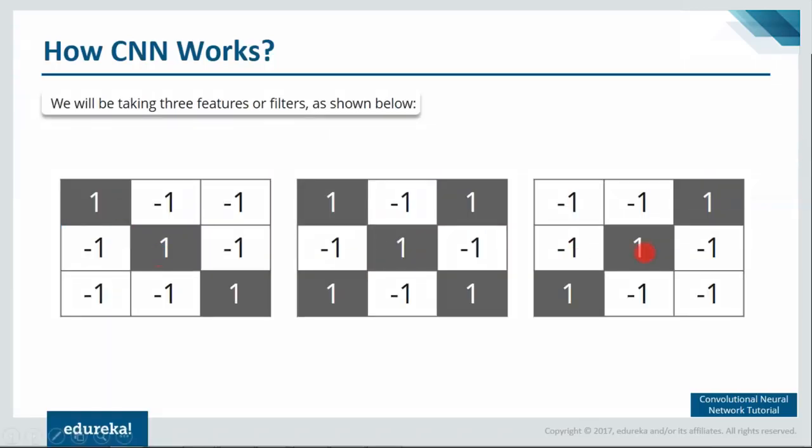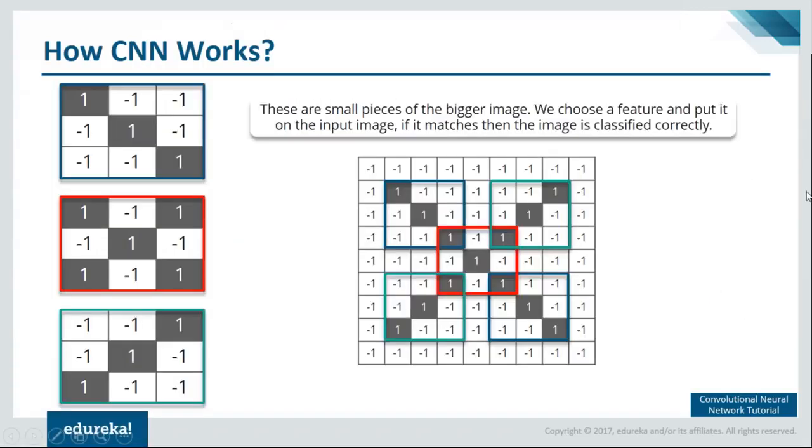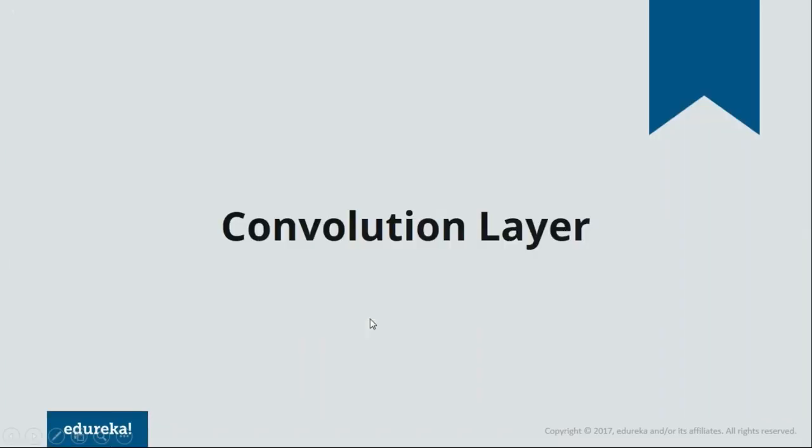So we'll be considering these three features or filters. This is a diagonal filter, this is again a diagonal filter, and this is nothing but a small x. So we'll take these three filters and move forward. We are going to compare these features, the small pieces of the bigger image. We are going to put them on the input image, and if it matches, then the image will be classified correctly. Now we'll begin, guys.